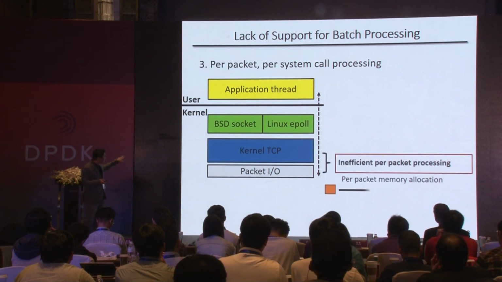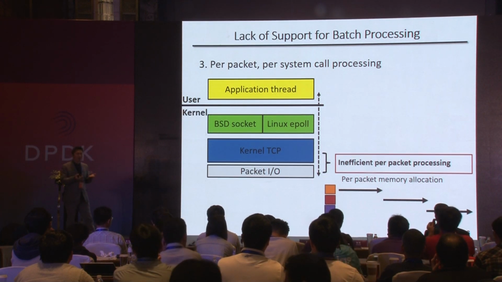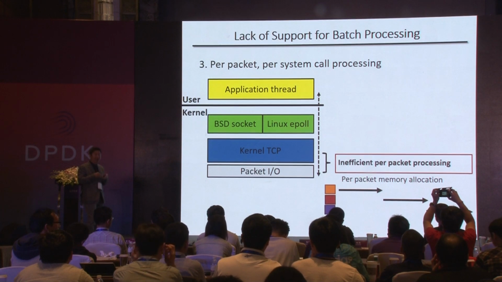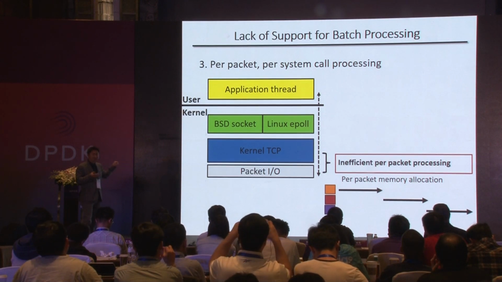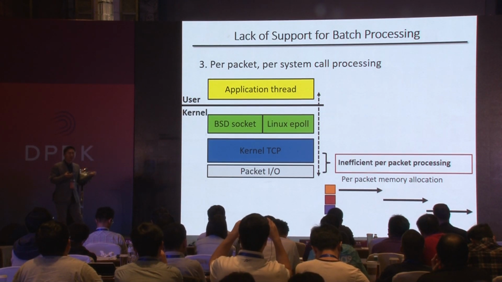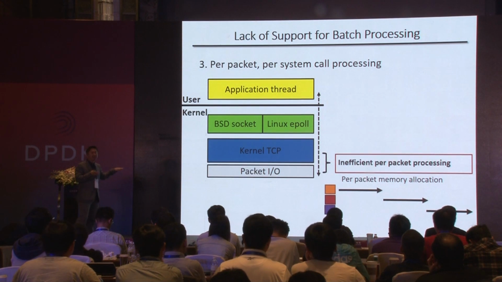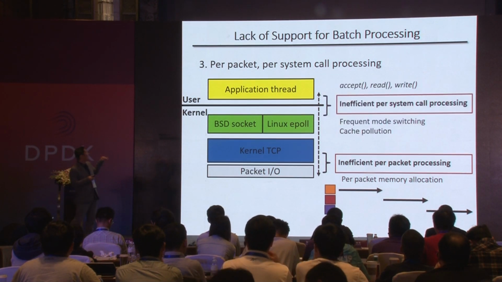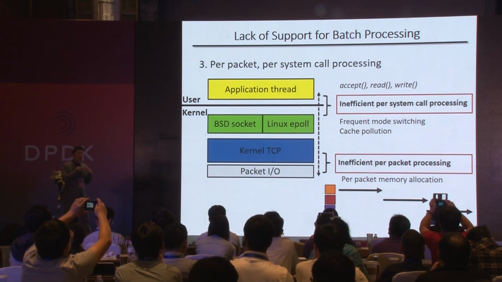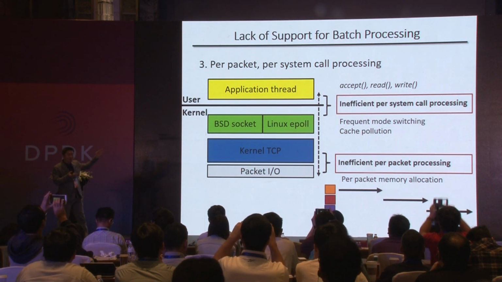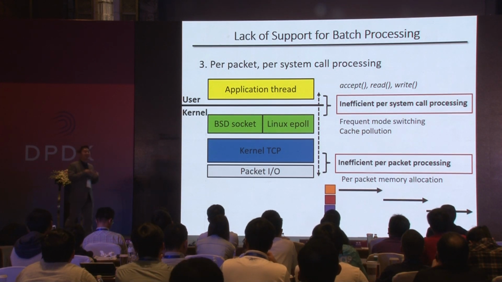So at the bottom level, per packet processing is inefficient. Every time a new packet arrives, you need to allocate the metadata for the packet and deallocate it when you're done with the packet. So lots of CPU cycles are spent on packet processing. According to our study in 2010, up to 60% of all CPU cycles are spent on memory allocation and deallocation for packet I/O. Above that, there is the system call overhead. When you frequently call system calls, you change the mode between the user level and the kernel level. That pollutes the CPU caches, and that greatly degrades the performance.